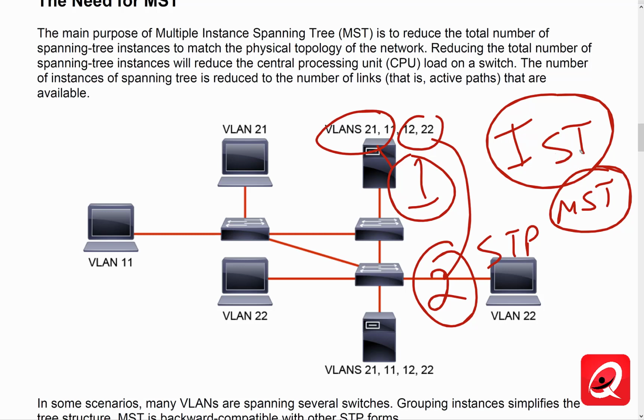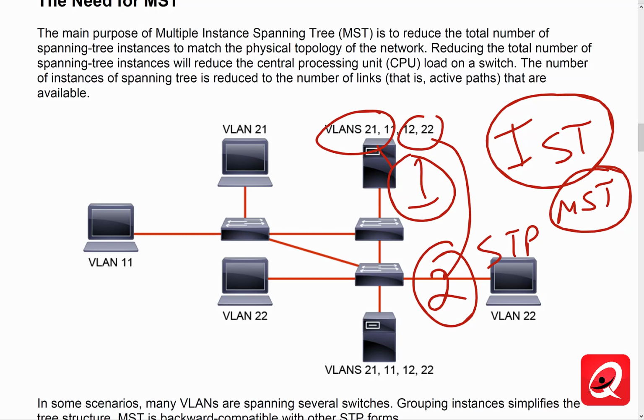You could technically have up to 4,094 instances of spanning tree. And each of those instances would have their own BPDU conversations, their own bridge elections, their own path elections, etc. So in that sense, that could be a lot of traffic that's being generated on the network. All right.